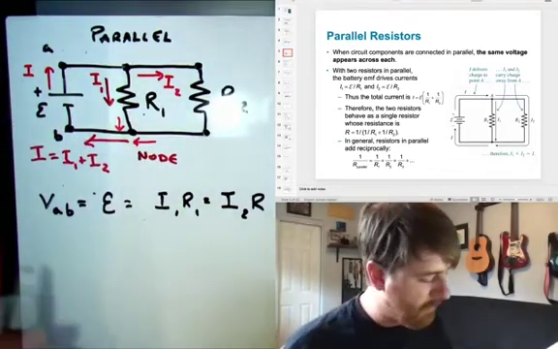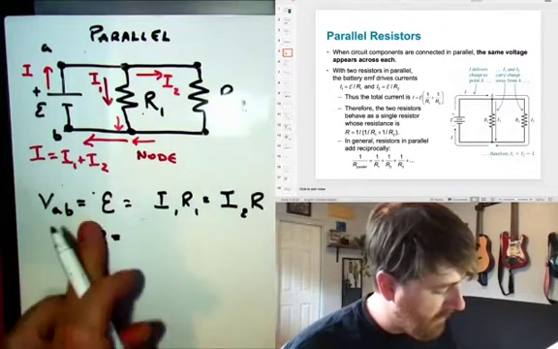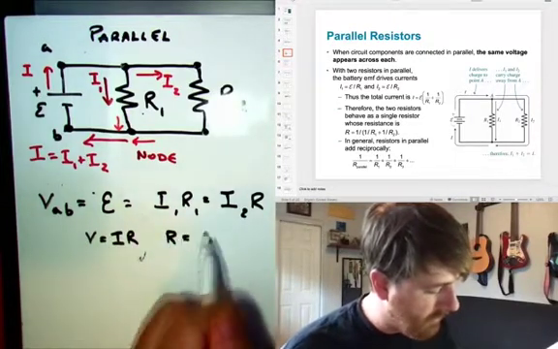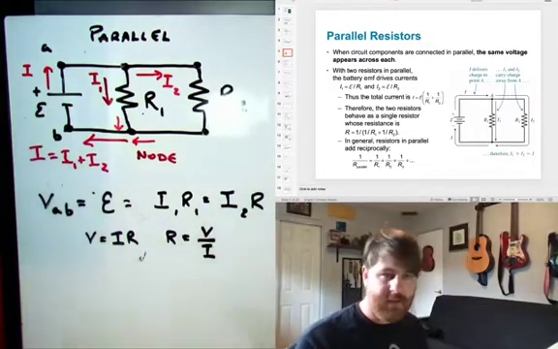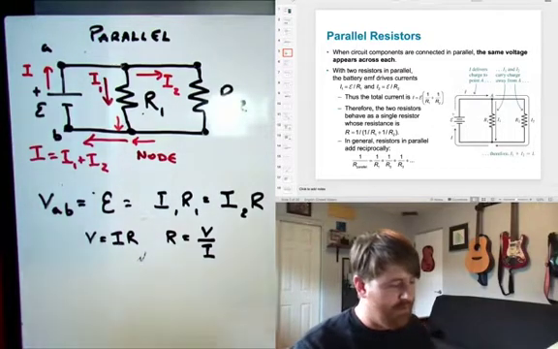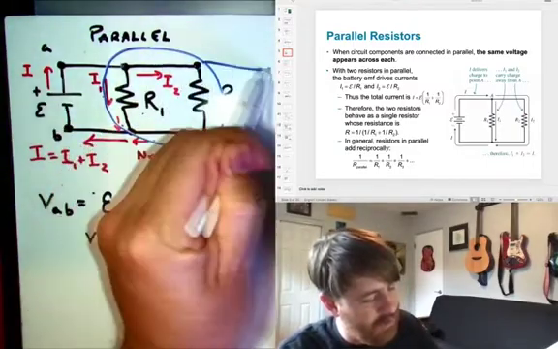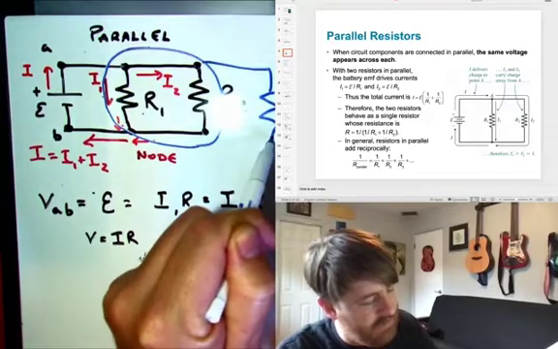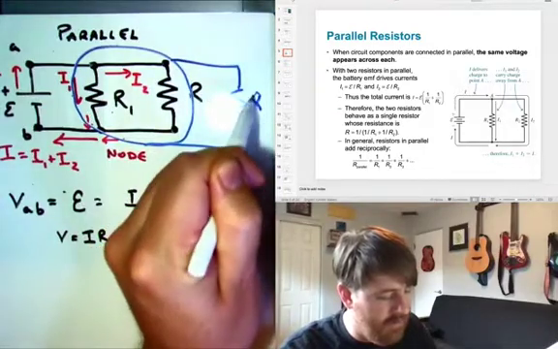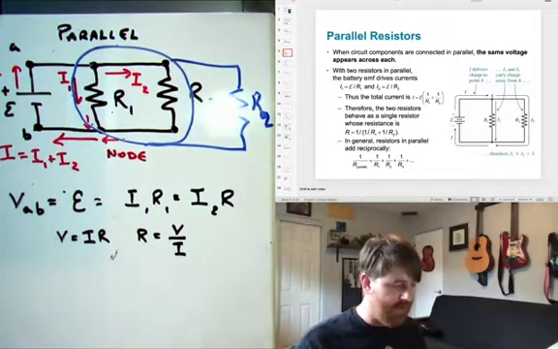Okay, so let's play around with Ohm's law for a second. We'll say that, remember, V equals I times R. So that means R equals V divided by I. Okay, great. So if I wanted to replace all of this with some equivalent resistance, let's just say we replace that all with one resistor here. And I call this R equivalent. What is the equivalent resistance of the parallel combination?